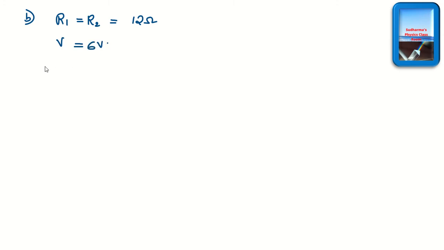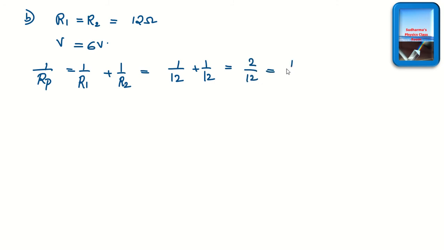So from our formula, we know that 1 by Rp is equal to 1 by R1 plus 1 by R2. We have only two resistors and they are equal resistors. So this is 1 by 12 plus 1 by 12. That's going to be 2 by 12, which is equal to 1 by 6. This is 1 by Rp. So the parallel combination of resistors Rp is equal to 6 ohm.